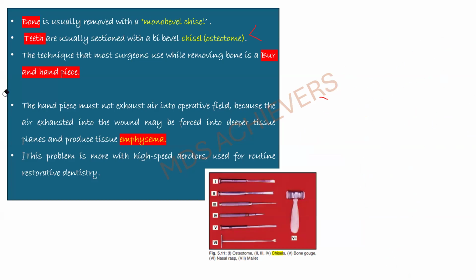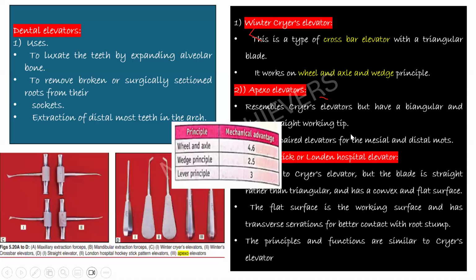Okay, simple things to remember, right? Coming to the dental elevators, they are used to luxate the teeth by expanding the alveolar bone and to remove the broken or surgically sectioned roots from their sockets. Extraction of the distal most teeth in the arch is going to be done with it.